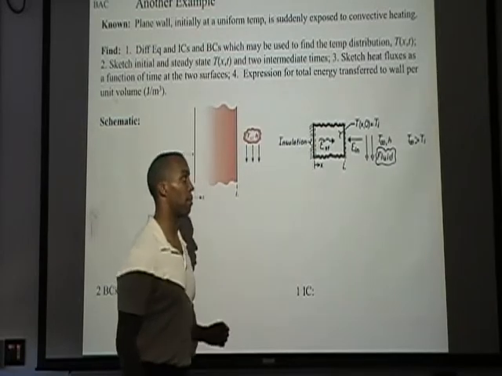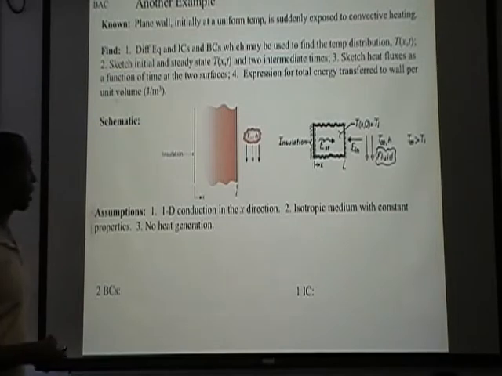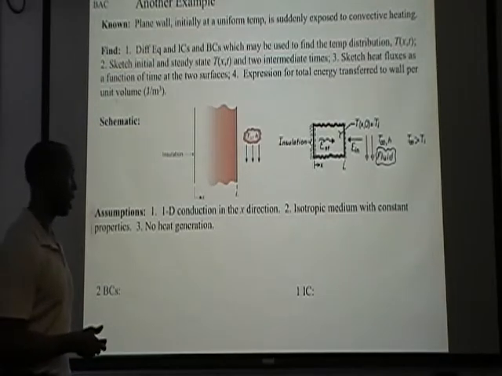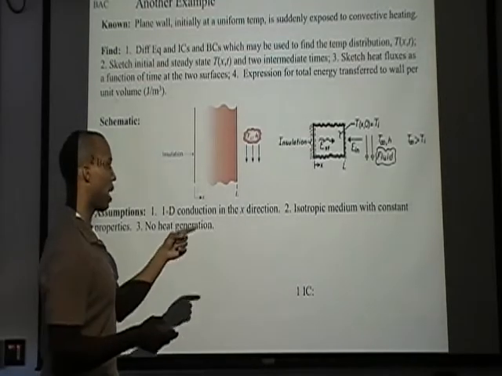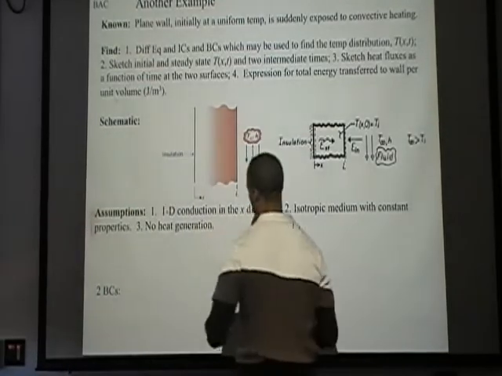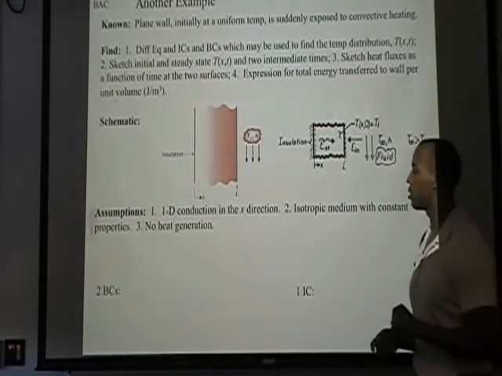And we show the same type of things here. So our assumptions about this problem are similar to the last problem. We have 1D conduction in the x direction. We have an isotropic medium with constant properties. But in this case, we have no heat generation. There's no heat generation.